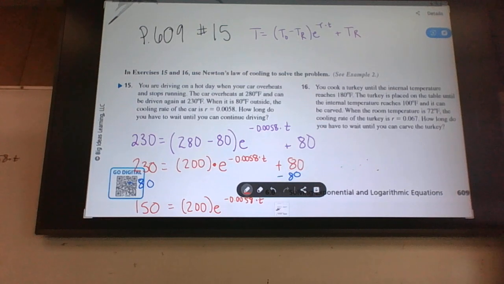So we were able to do the parentheses. We were able to move the 80. We were able to divide the 200. And this is where we're stuck. Now we have to use a new skill. We need to solve for an exponent, so we better do a logarithm. We're going to do log on both sides. So the base is E, so we'll do log base E on both sides.